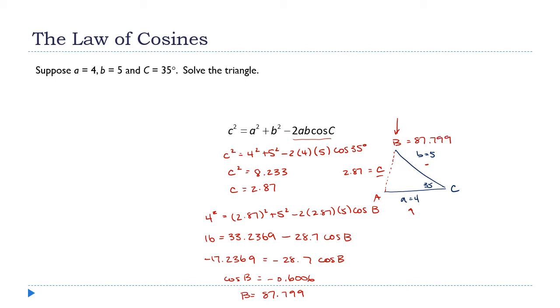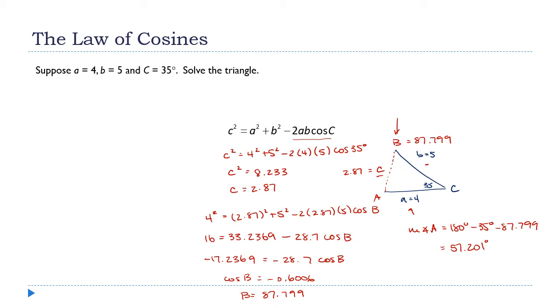Okay, so that's my second angle, 87.799. And look, keep it simple to find the third angle. Don't do the fancy trig and formulas. The measure of angle A is 180 degrees minus 35 degrees minus 87.799, which, with my calculator, comes out to 57.201 degrees. And that's it.